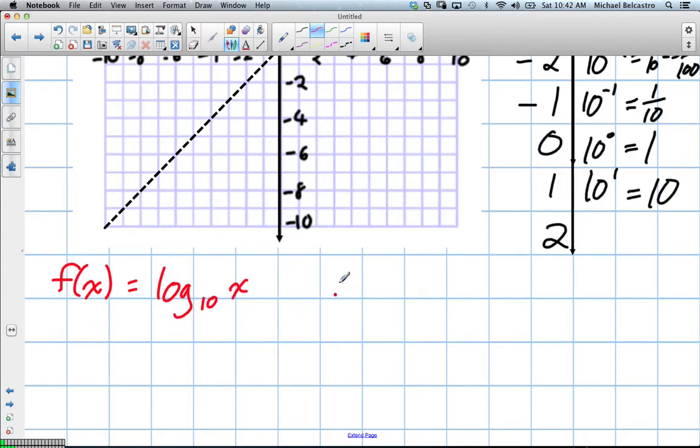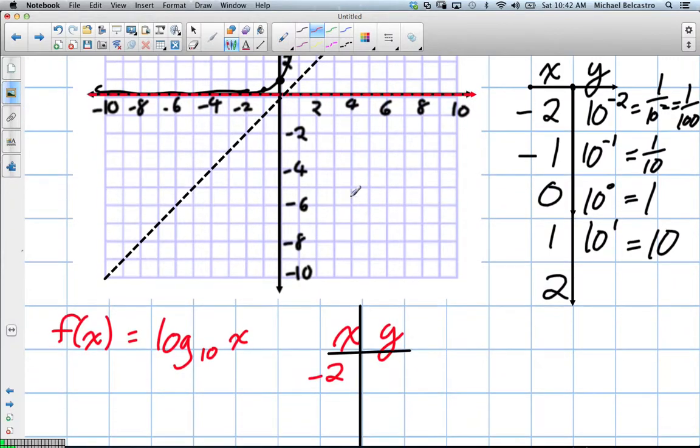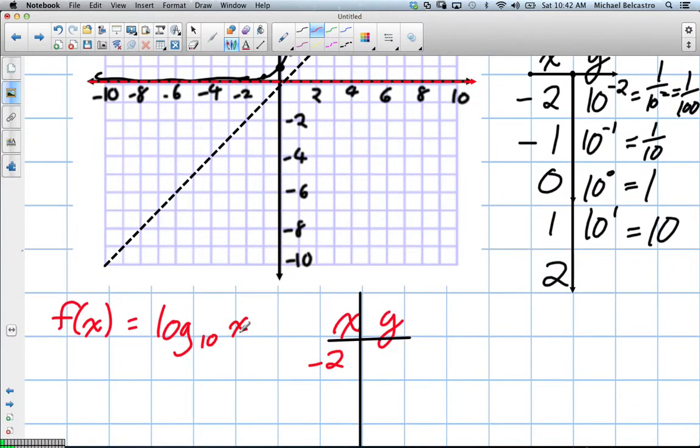And we'll do the same thing. We'll set up a quick table of values so we can get an idea here. So let's talk about -2. When we plug -2 in for our log base 10, what is it going to give you on your calculator when you go to do it? Can you do anything with it?